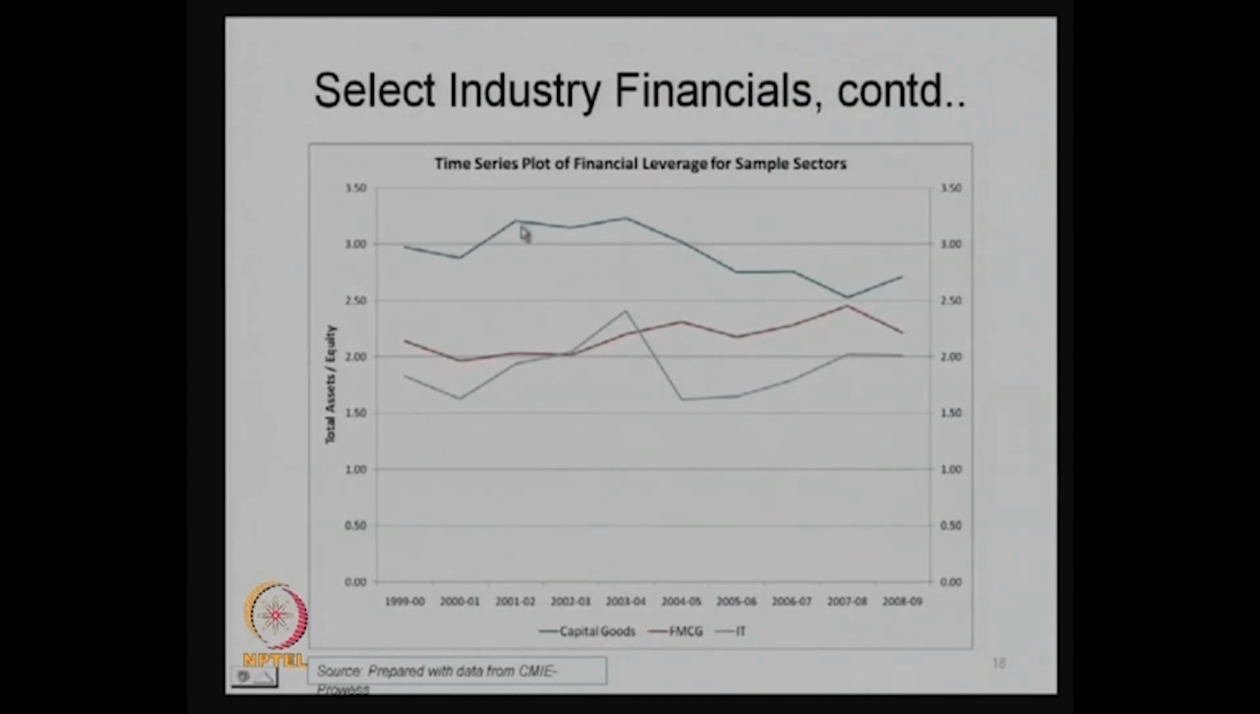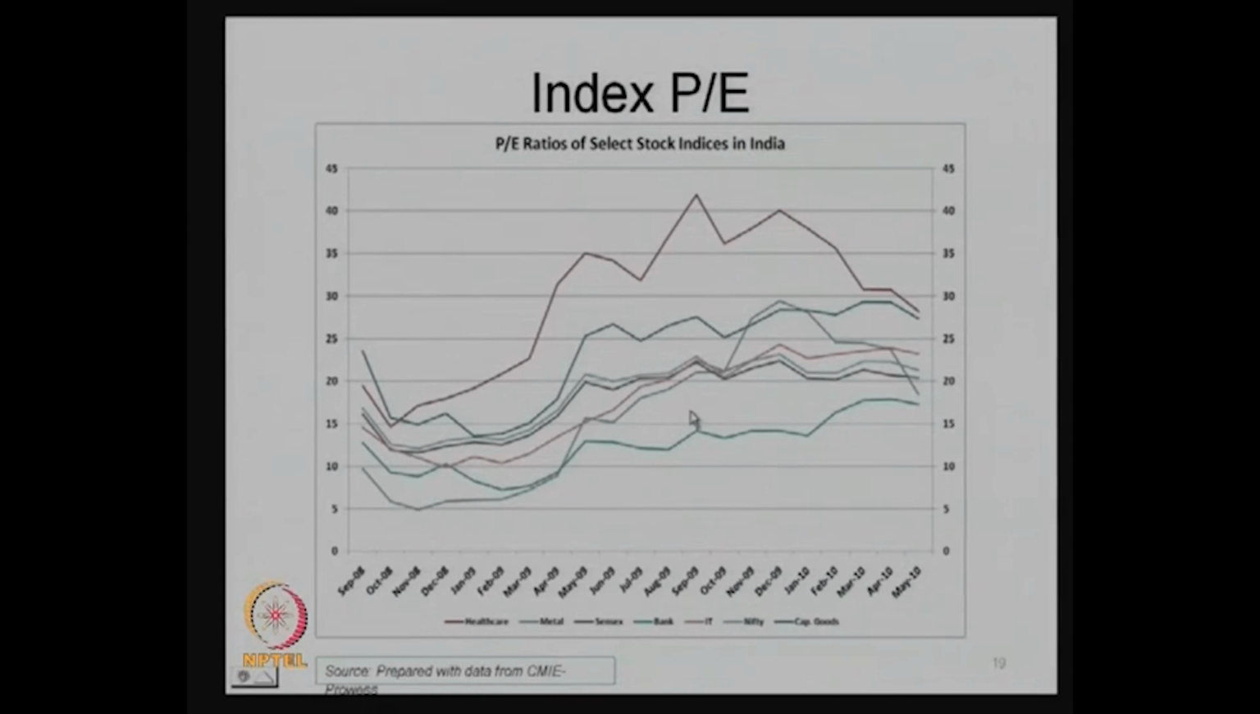Then we have the financial leverage. As usual, you can see capital goods have high financial leverage, the IT sector is known to have low financial leverage, and FMCG lies in between capital goods and IT. So, this is to say that different industries have different financial ratios as well.